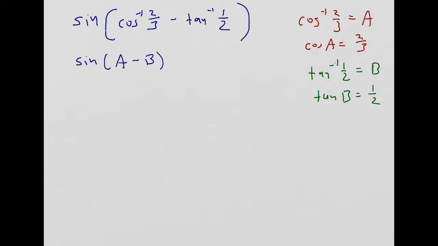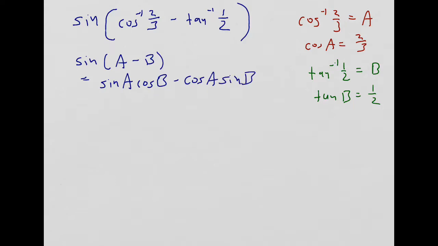Like I said, there's a couple layers to this problem, but the first thing we notice is this is just a difference formula for sine, and A and B are given by these quantities right here. So let's just write out the difference formula for sine. Sine of A minus B is equal to the sine of A times the cosine of B minus the cosine of A and the sine of B.